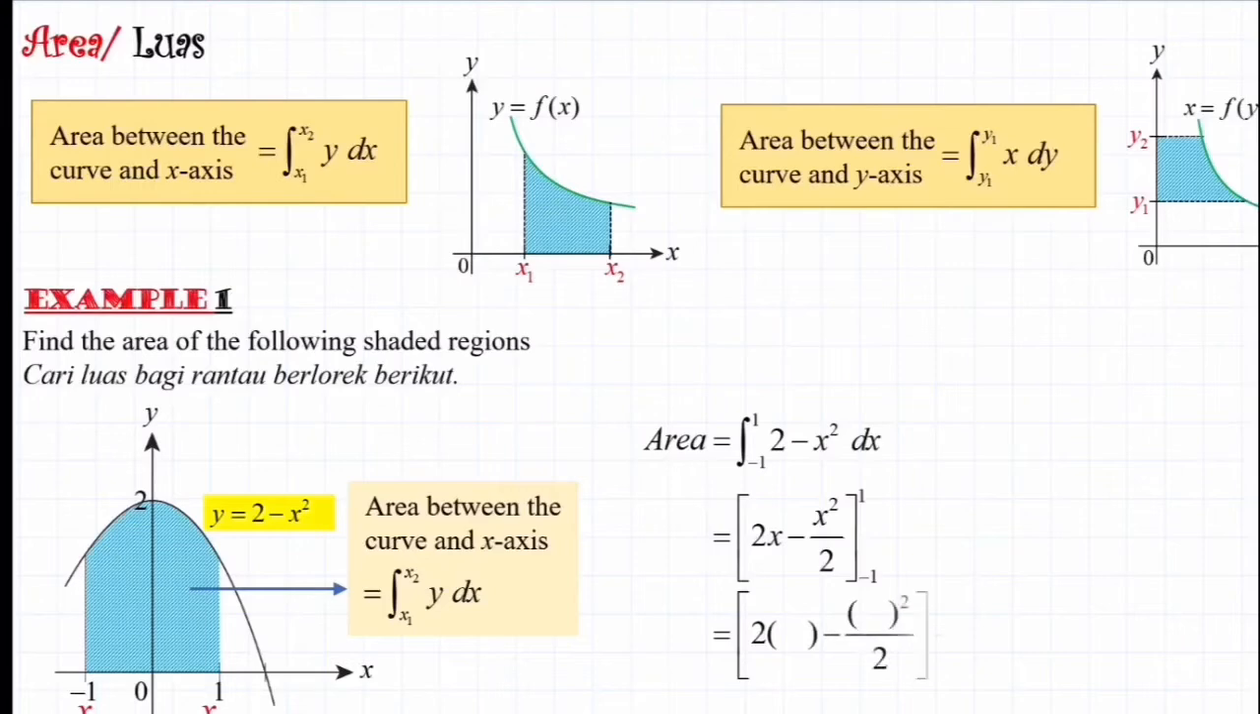After you substitute the limits, you need to simplify carefully in order to get the answer. Please remember, when you substitute the limits, it is always the upper limit minus the lower limit. So we will substitute 1 first, then only we will substitute -1. The upper limit is 1 and the lower limit is -1. After you substitute, you'll get the area which is positive.